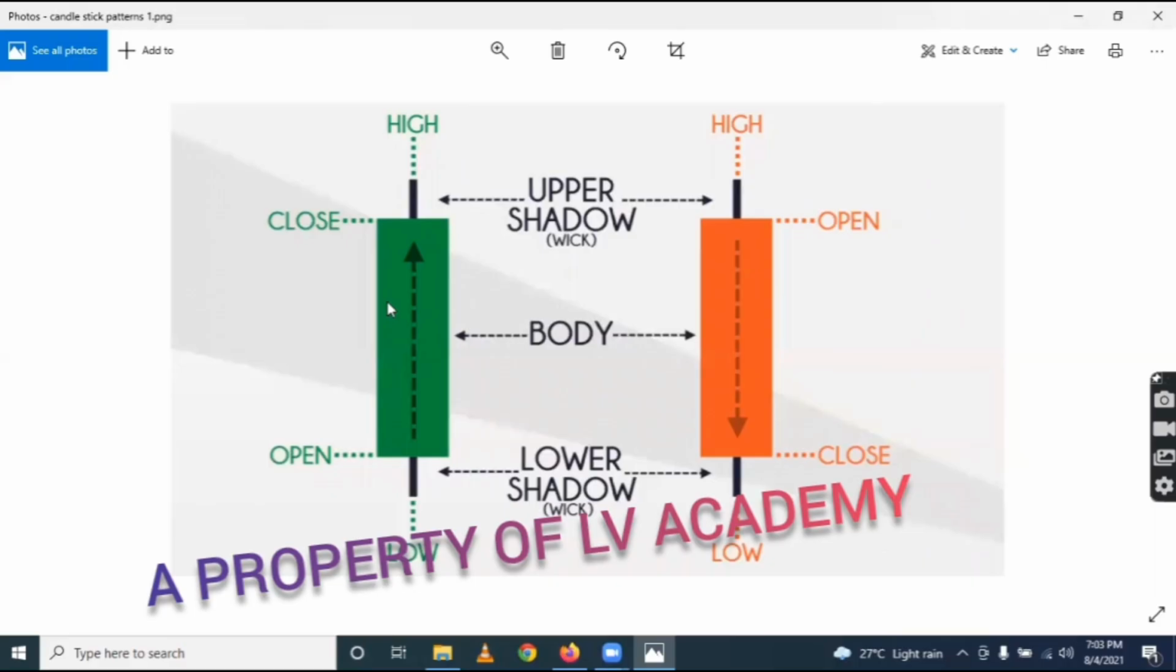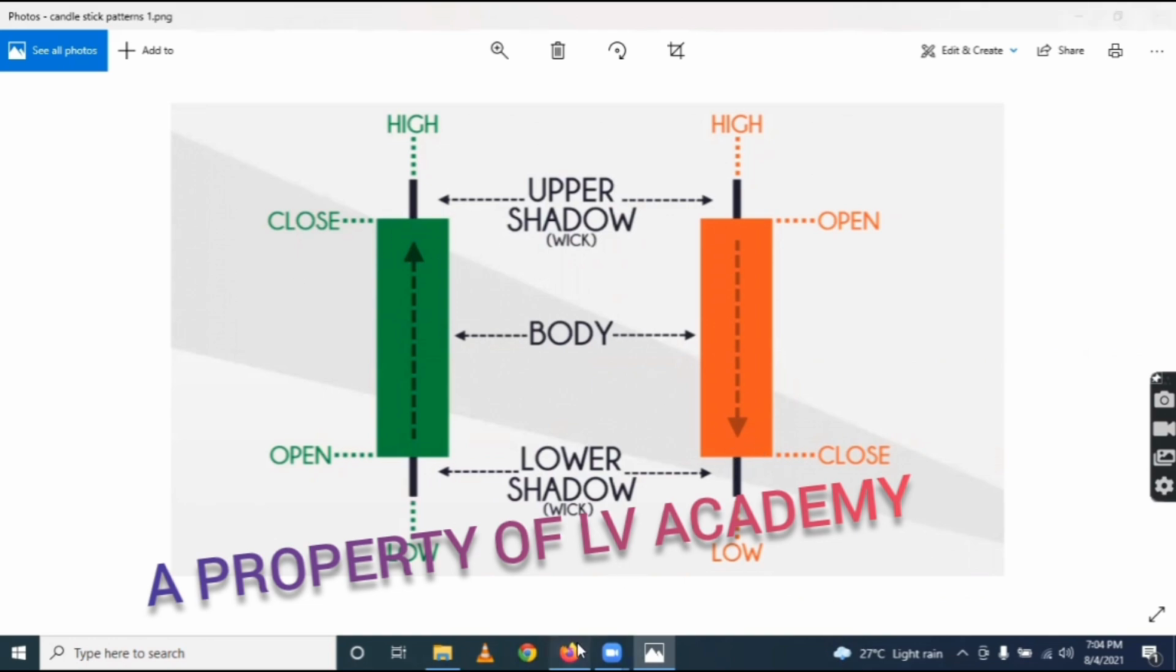Then the high represents the highest price that the candlestick reached. As you can see, this is the highest price the candlestick reached. Then we have the low. The low represents the lowest price that the candlestick reached. This is the low, this is the lowest price. Then we also have the close. This is where the price closed at. The price closed there.